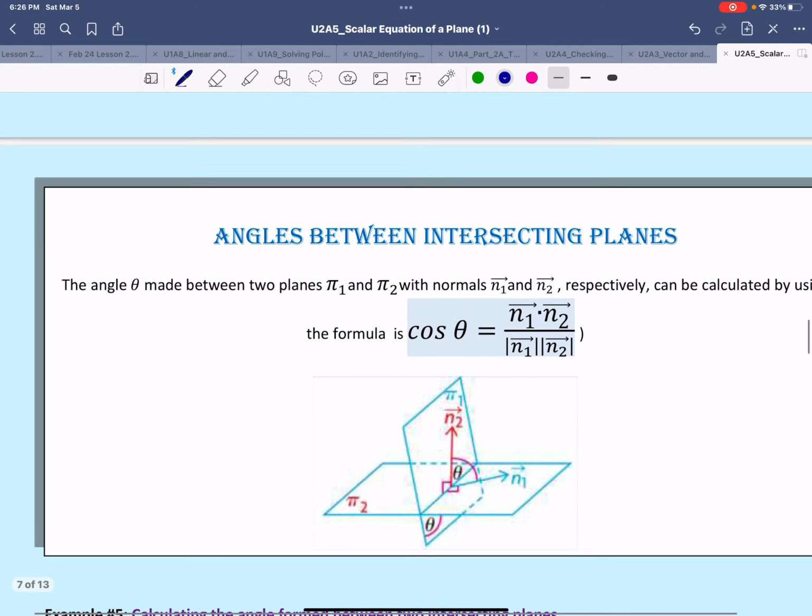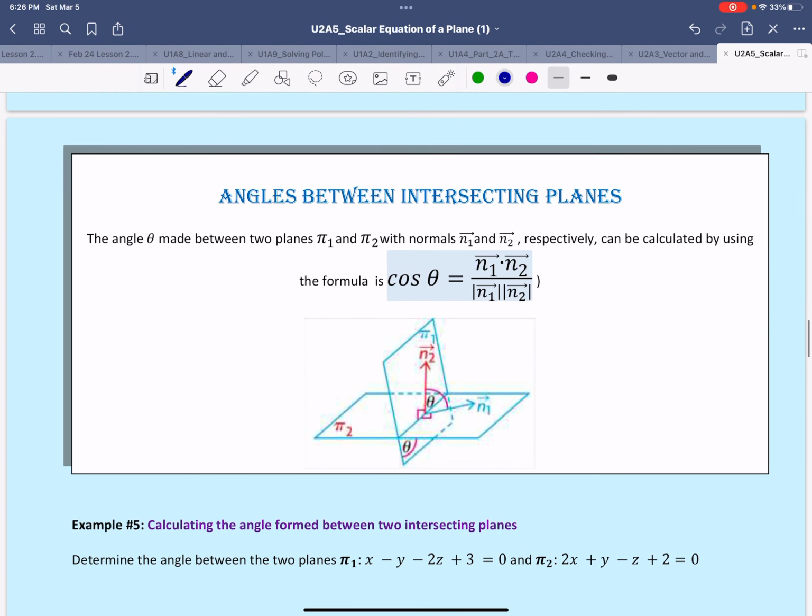So this is the last part of the lesson, finding angles between intersecting planes. Now remember that if you want to find the angle made between two planes, it's enough that we find the angle made between their normals. And the angle made between the normals would be easily found by using the dot product. Obviously, you can use a cross product as well, but that is a lengthier process.